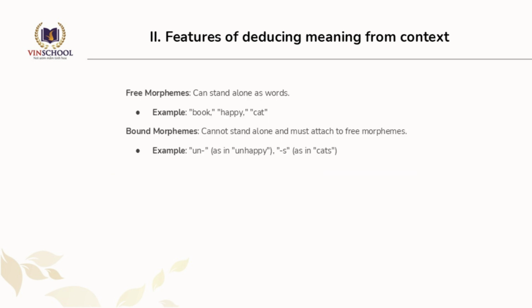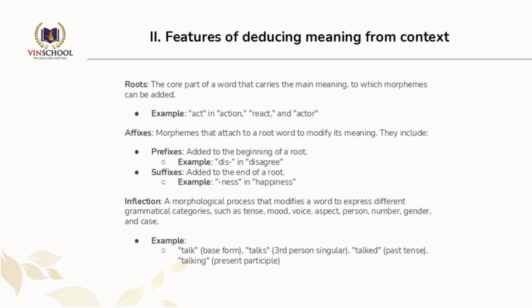Free morphemes are words that can stand alone. Examples include book, happy, and cat. Bound morphemes, in contrast, cannot stand alone and must attach to free morphemes. For instance, the prefix un- in unhappy or the suffix -s in cats. Roots are the core parts of words that carry the main meaning. For example, act appears in words like action, react, and actor.